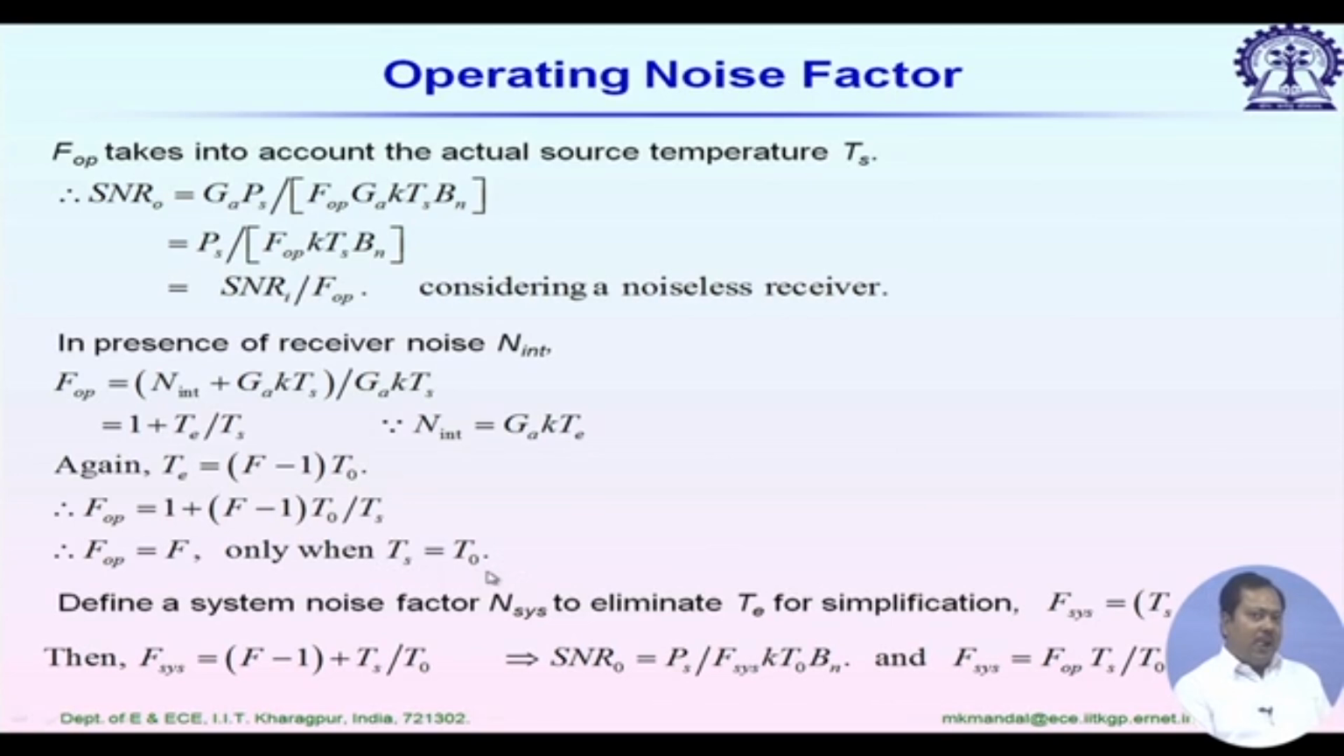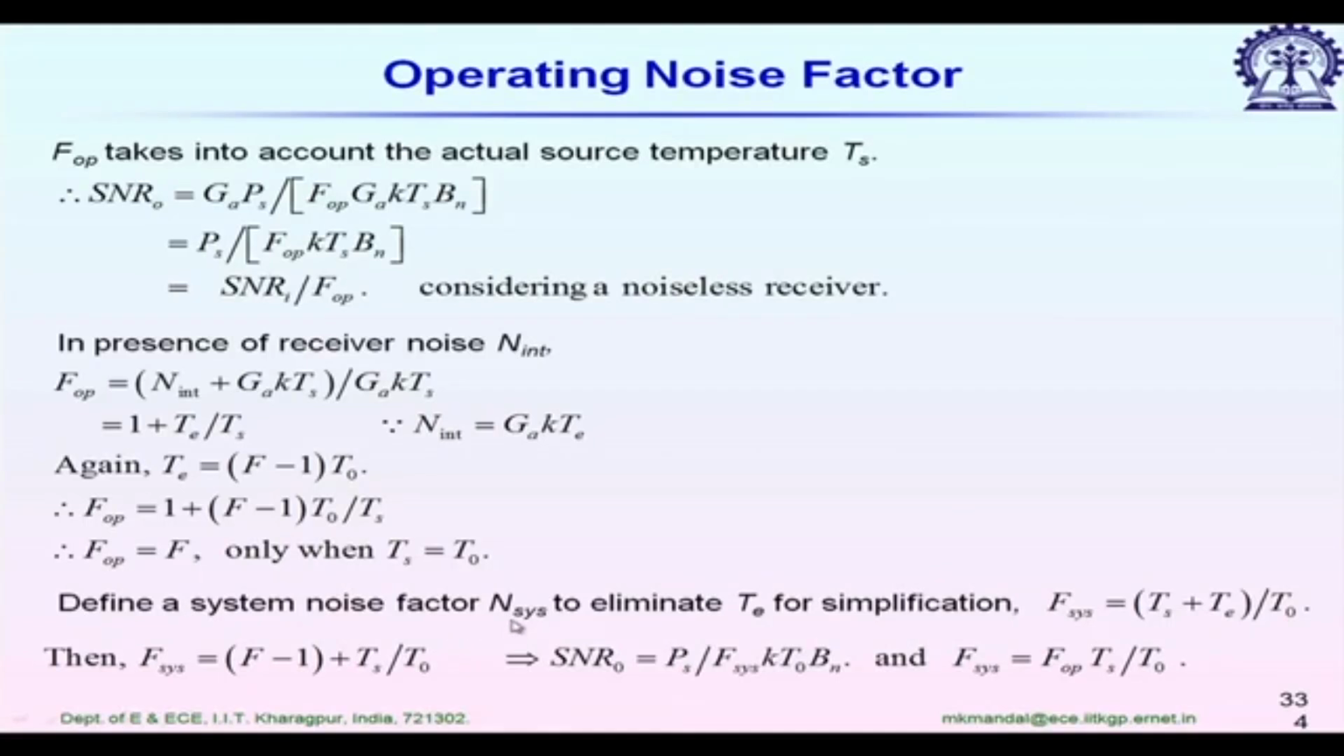So now let us say Ts is not equal to T naught. Then we have to consider all the effects of Ts, Te, and T naught is already given or specified for the components we are using. So many noise temperatures we have to deal with. We can simply eliminate Te by introducing one more new parameter. So define a system noise factor, F system, to eliminate Te for simplification.